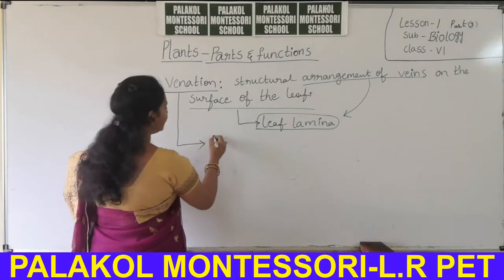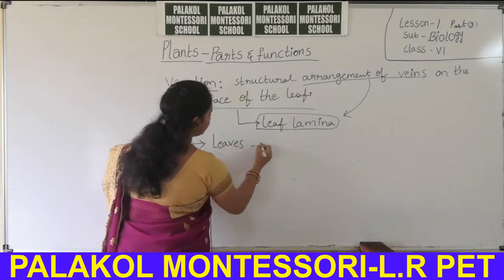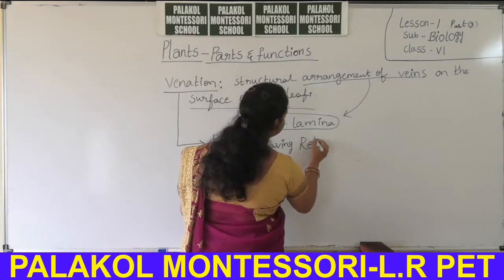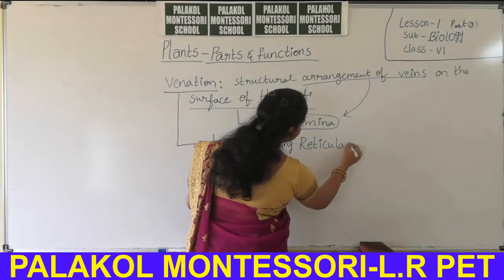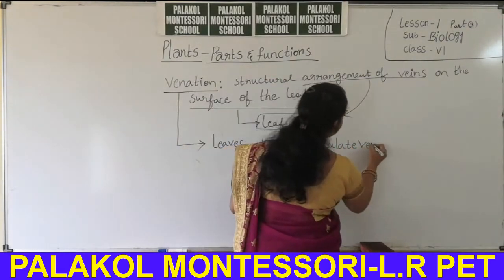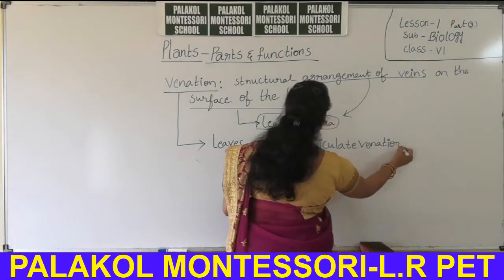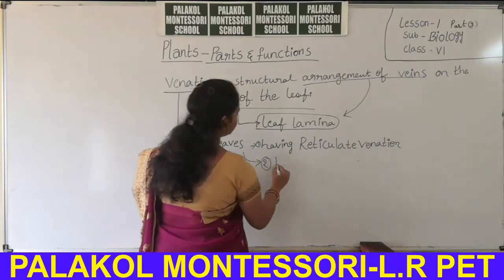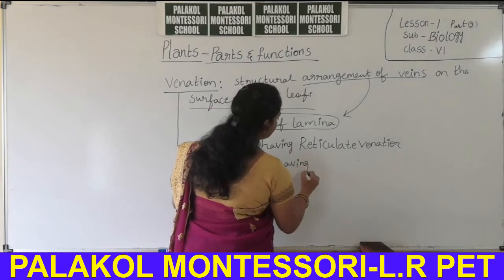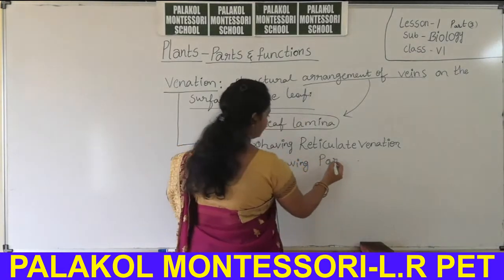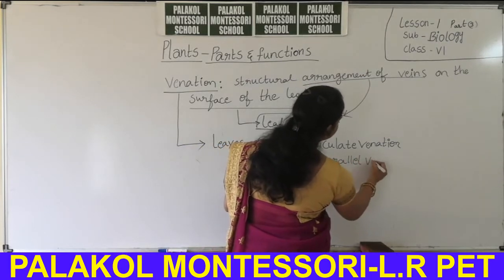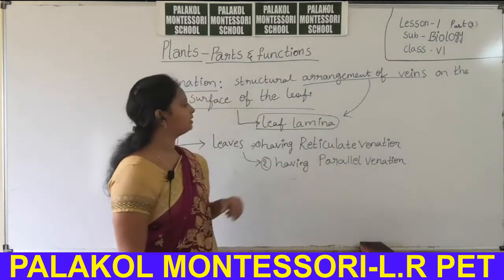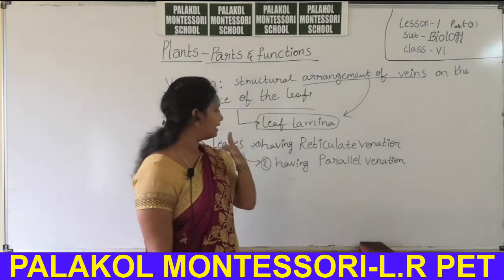That means the leaves having reticulate venation, this is one type, and the second type is leaves having parallel venation. Okay, say what is reticulate venation and what is parallel venation.